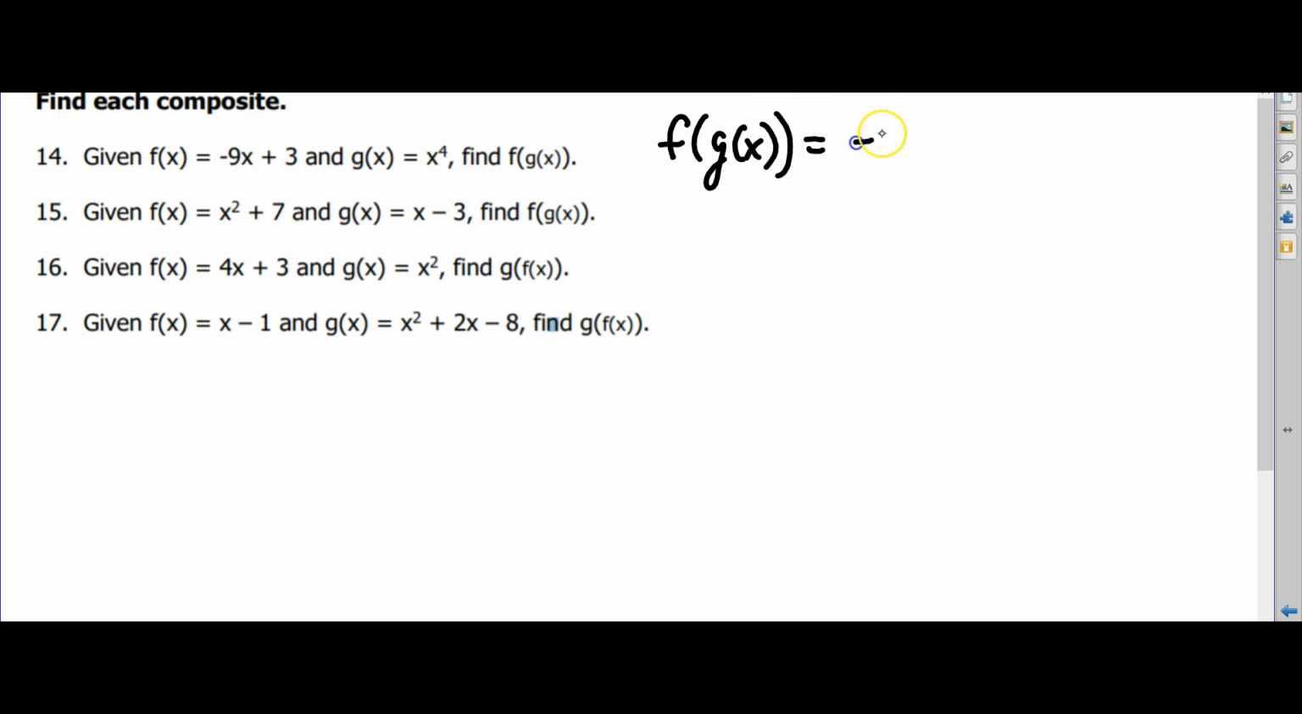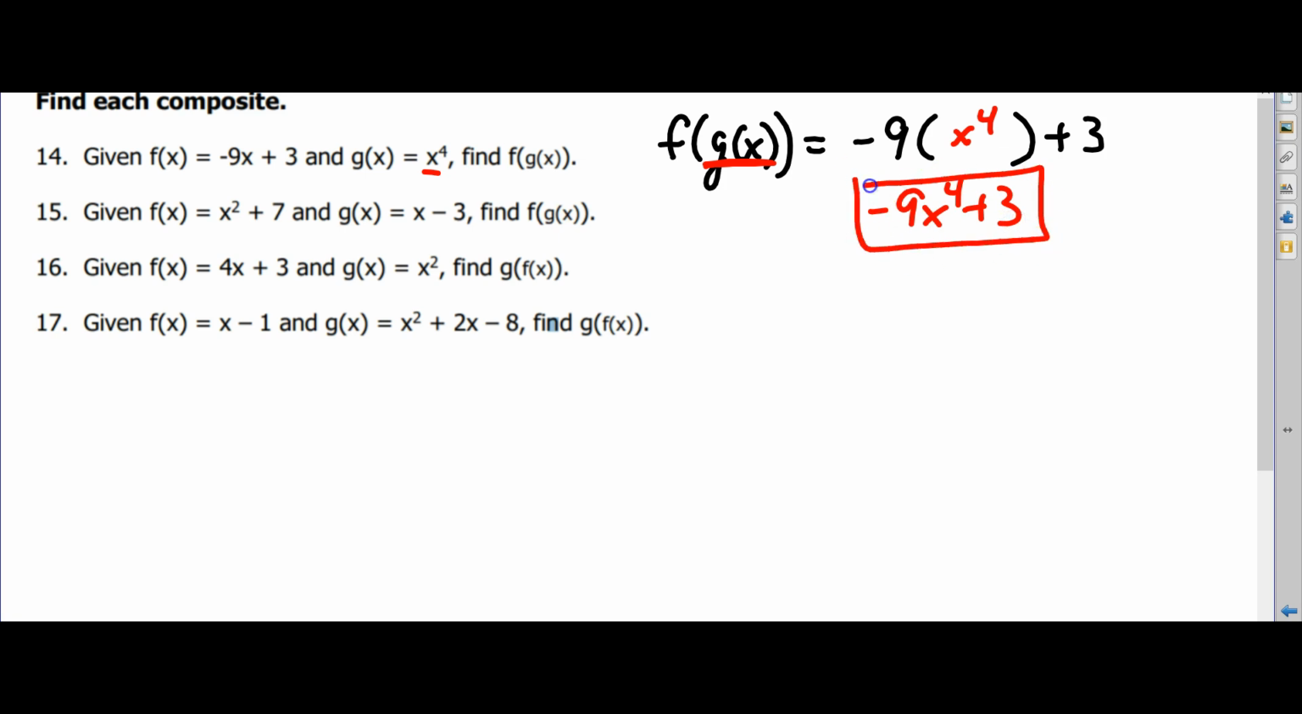So I have negative 9 parentheses, plus 3. So notice it's the same thing as negative 9x plus 3, except instead of an x, I have parentheses there. Because inside that parentheses goes the g function. So I'm going to put that g function in where the x goes, and the g function is x to the 4th. And then simplifying this, this becomes negative 9x to the 4th plus 3. And that's where this one right here ends.